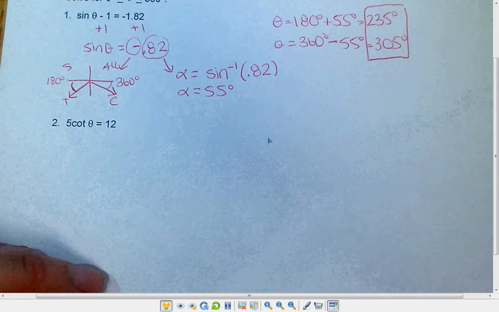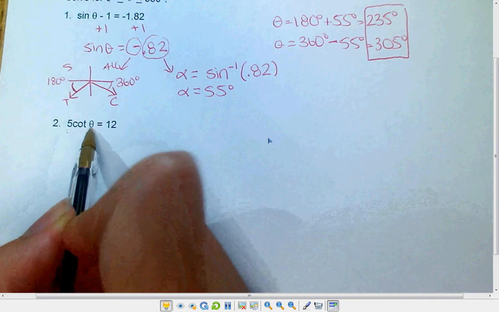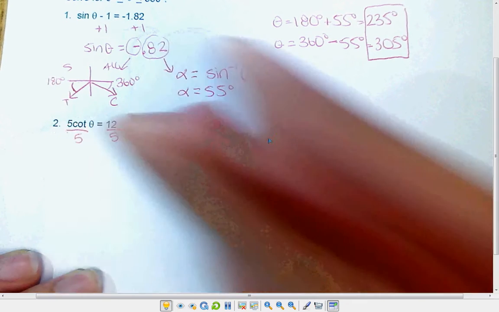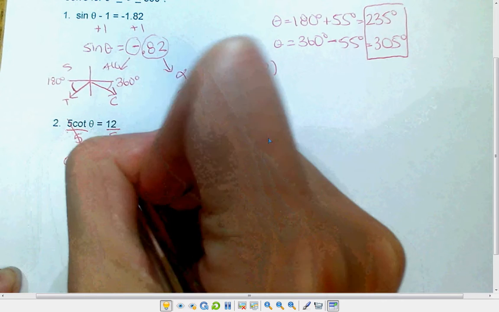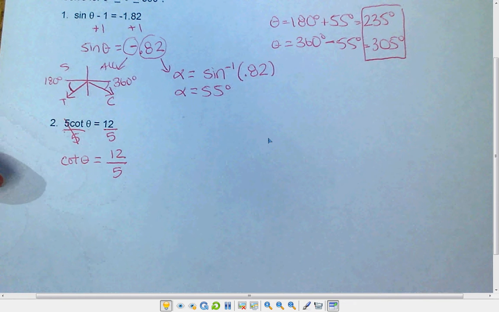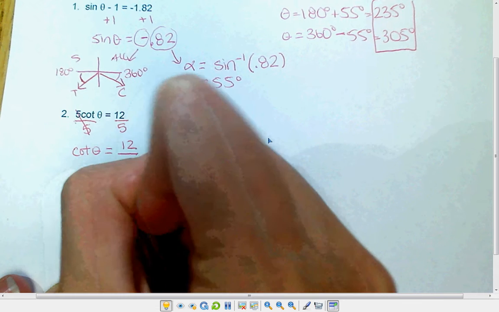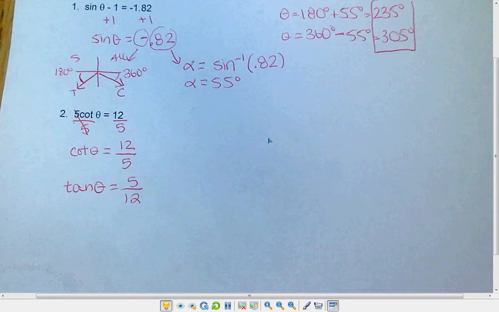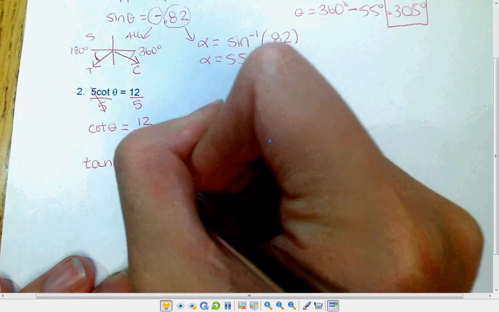Okay, let's look at number 2. First thing, we want to get the trig function by itself, so we need to get rid of this 5. Right now it's 5 times cotangent. To get rid of 5, we're going to do the opposite. Instead of multiplying, we're going to divide. That cancels out this 5. We have cotangent is equal to 12 over 5. But notice cotangent is not one of our main trig functions. This is a reciprocal. So we actually need to rewrite this as tangent, and we're just going to flip this. Instead of 12 over 5, it's going to be 5 over 12. Once we're here, it's the same thing we were doing before. We have one part, and we're going to have another part from the positive.